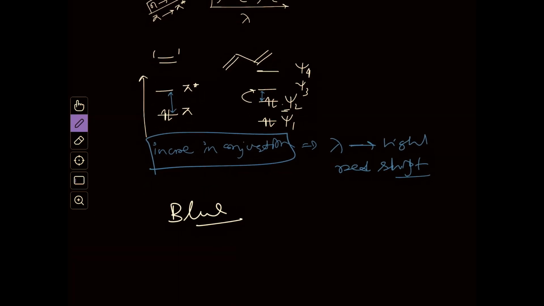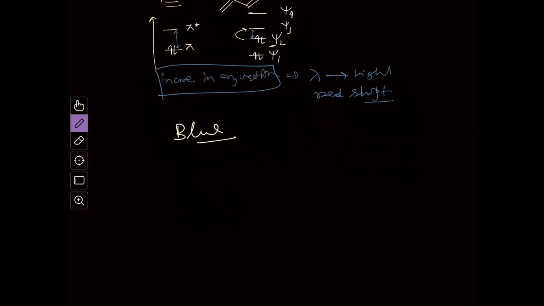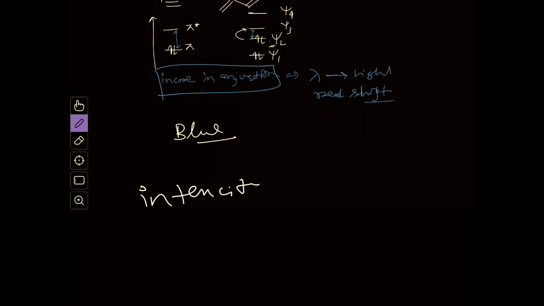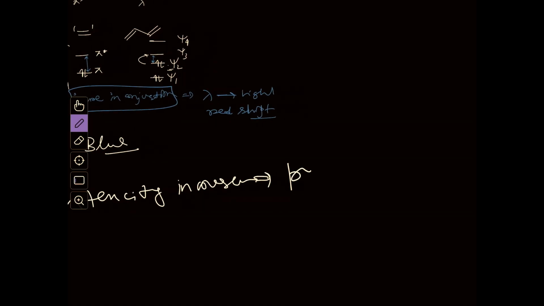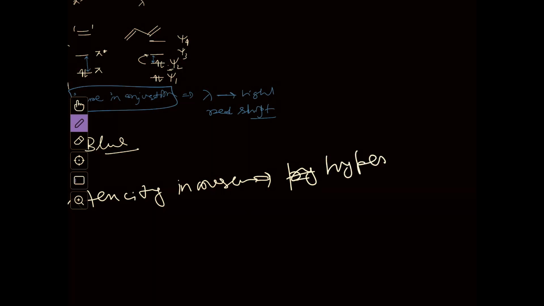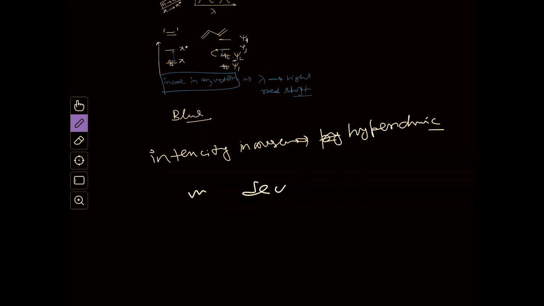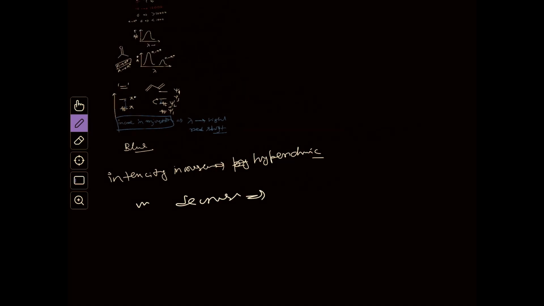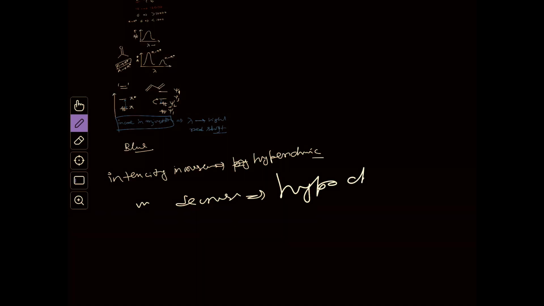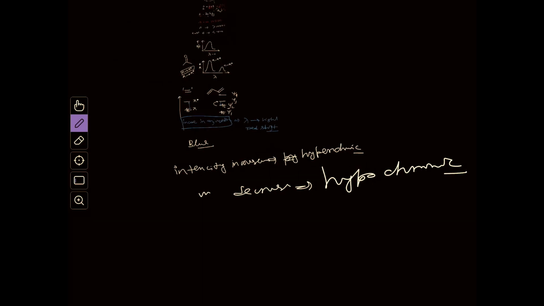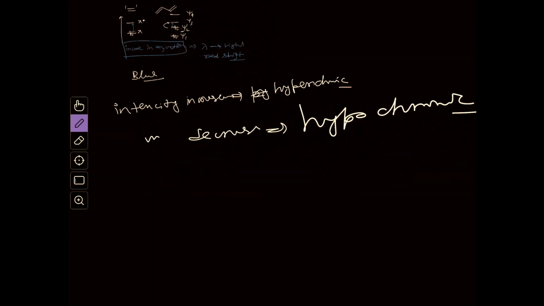So this is for the wavelength value. Similarly, you can have increased intensity of a spectrum, and if the intensity increases, it is called hyperchromic effect. Similarly, if the intensity decreases, it is called hypochromic effect. So these are some terminologies which are used in UV spectra, so that's why I discussed them.